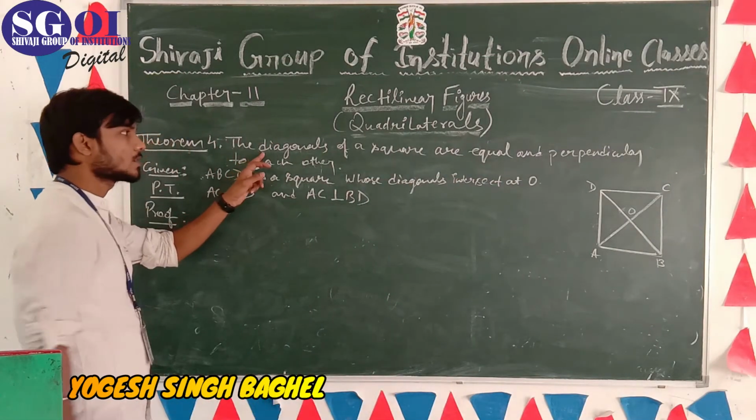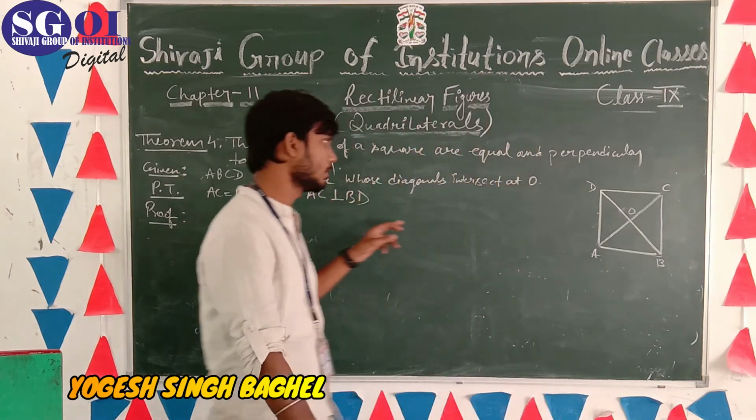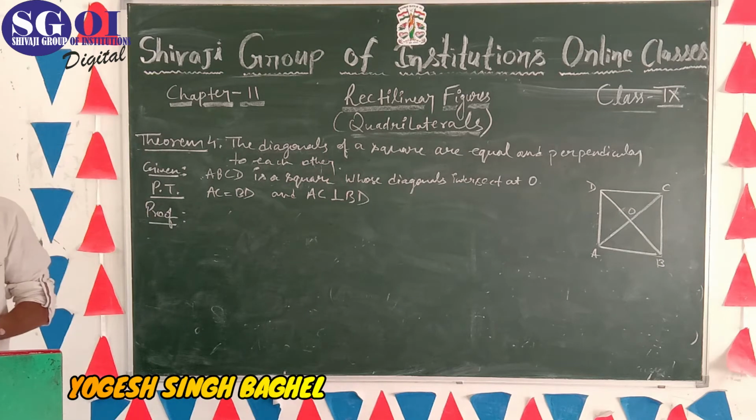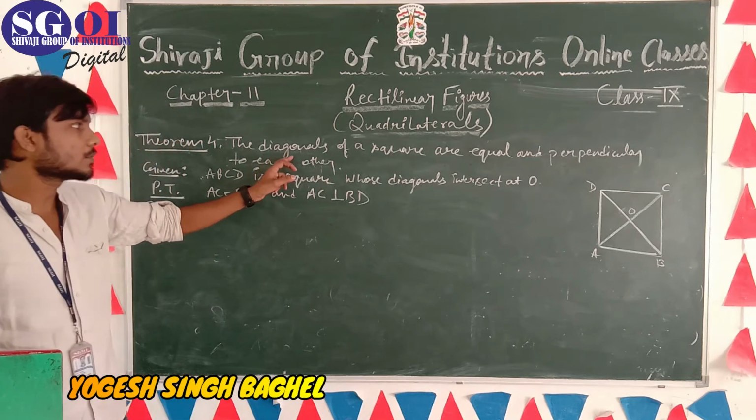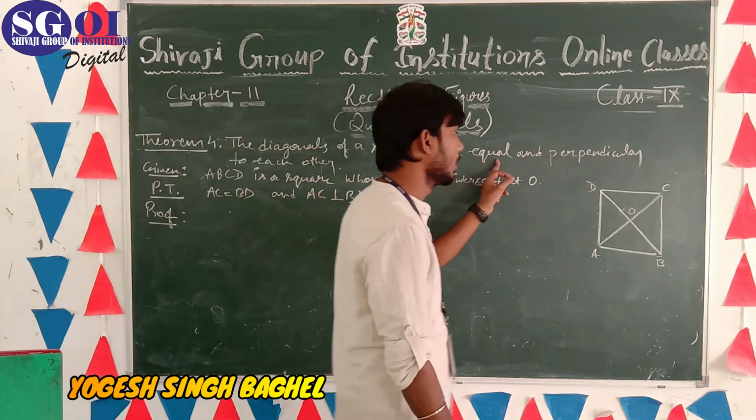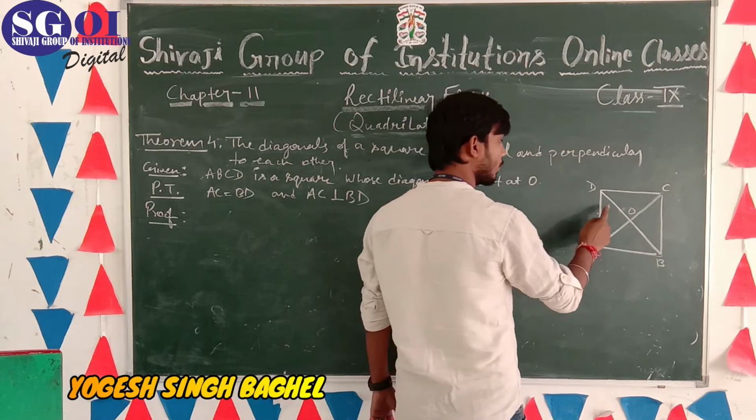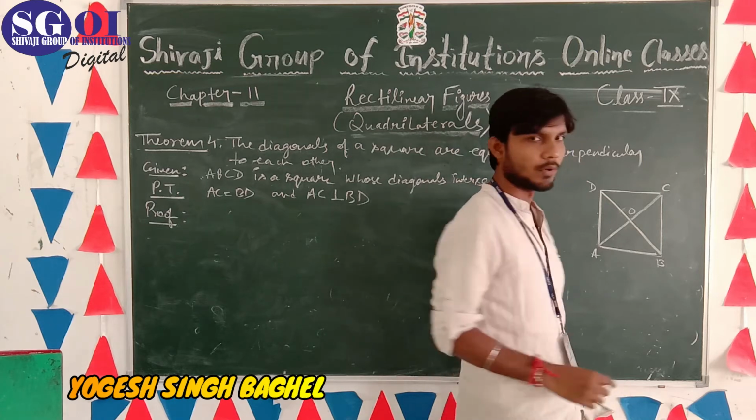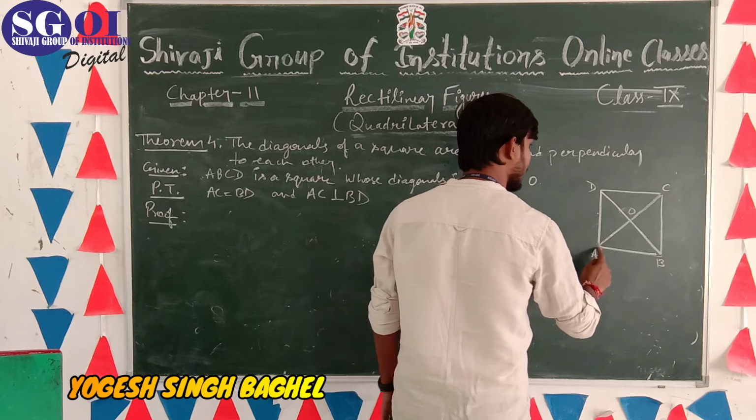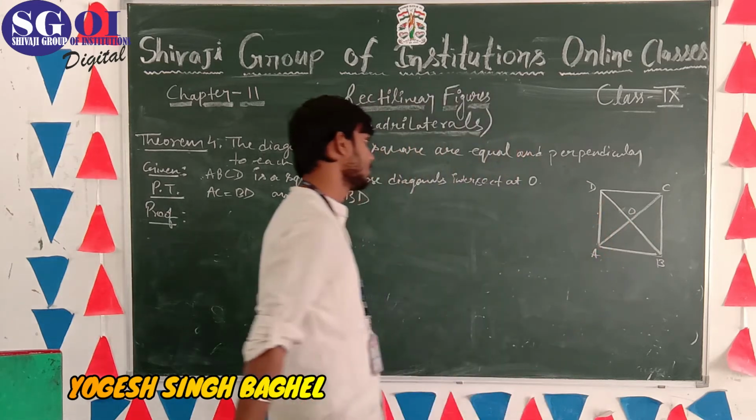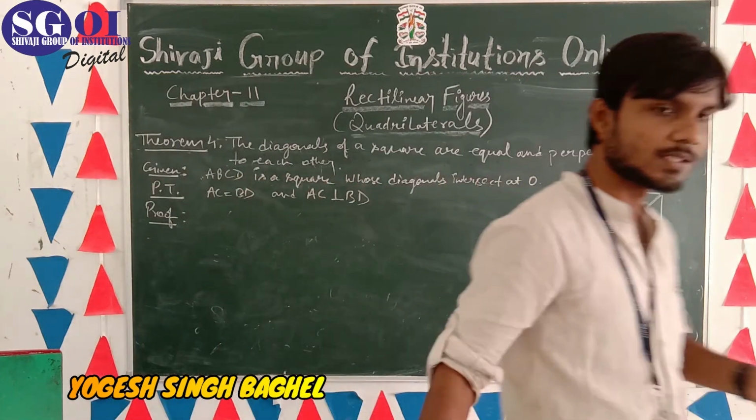The diagonals of a square are equal and perpendicular to each other. This theorem is given in your book, page number 131, theorem number 8. The diagonals of a square are equal. This is the square, ABCD is the square, and we have to prove that diagonals are equal. Okay? Diagonals are equal. It means AC is equal to BD. So AC is equal to BD.